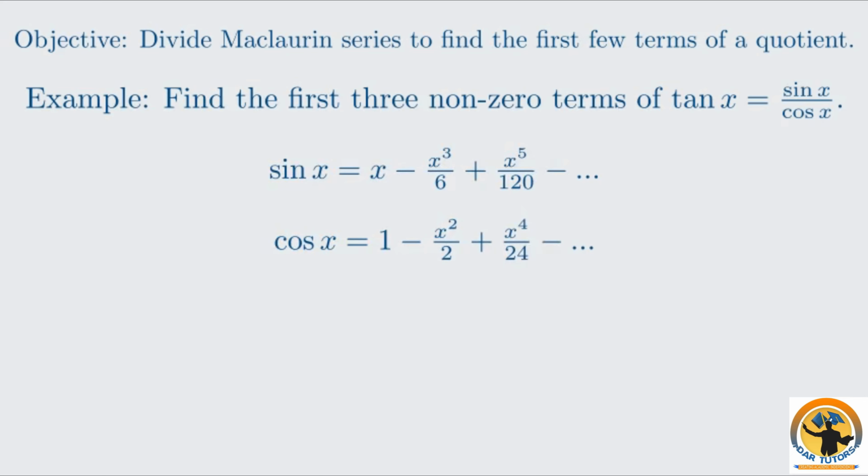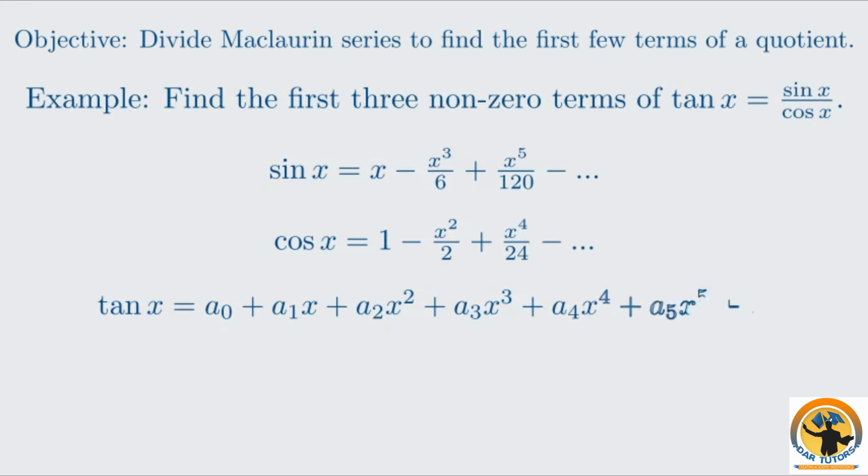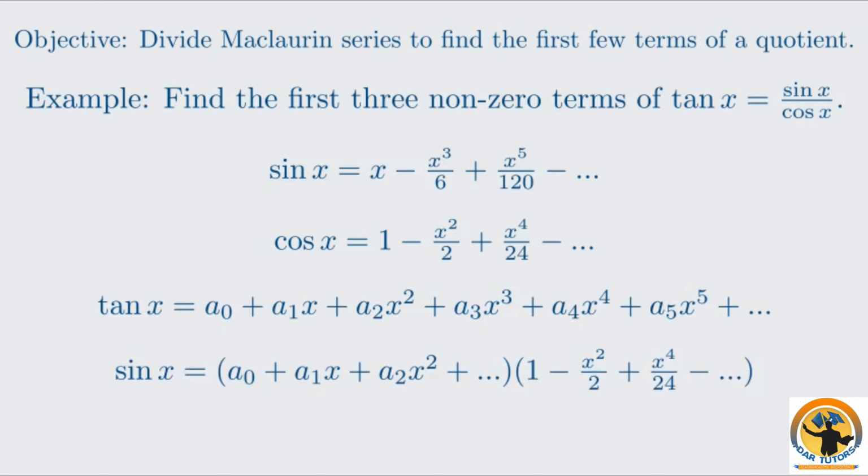Now, we assume that the series for tangent x has the form a sub 0 plus a sub 1 x plus a sub 2 x squared, and so on. So, we have the equation: sine x equals the series for tangent x times the series for cosine x. Now, we multiply the two series on the right side, just like we did in the previous scene.